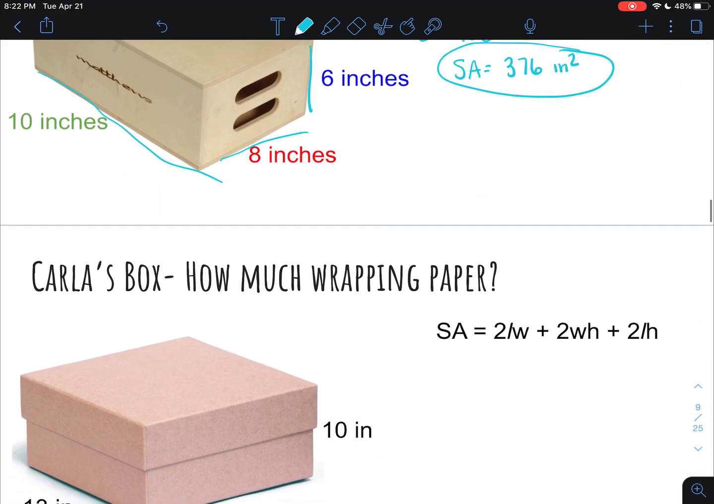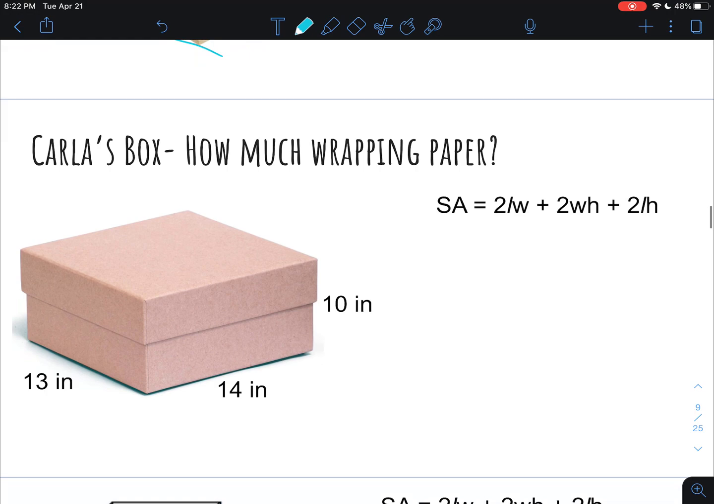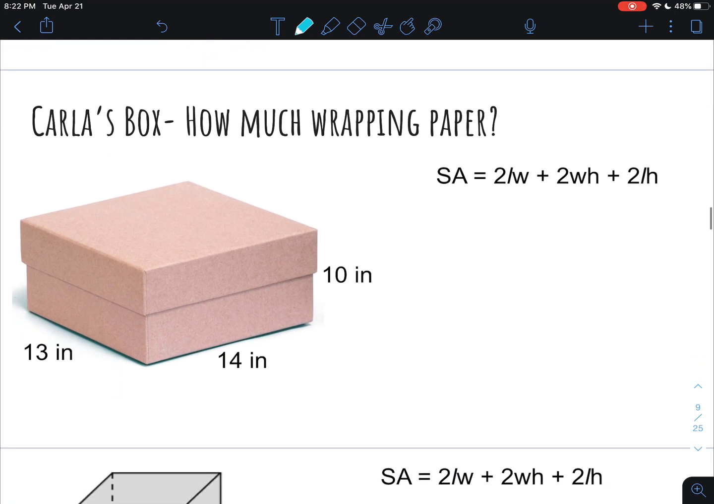I know. A lot easier than using the net of the rectangular prism, but I have to show you both. So another example, and then I'm going to have you do one on your own or pause the video and try it and then check with my answer. So here we have the length is 13, width is 14, and the height is 10.